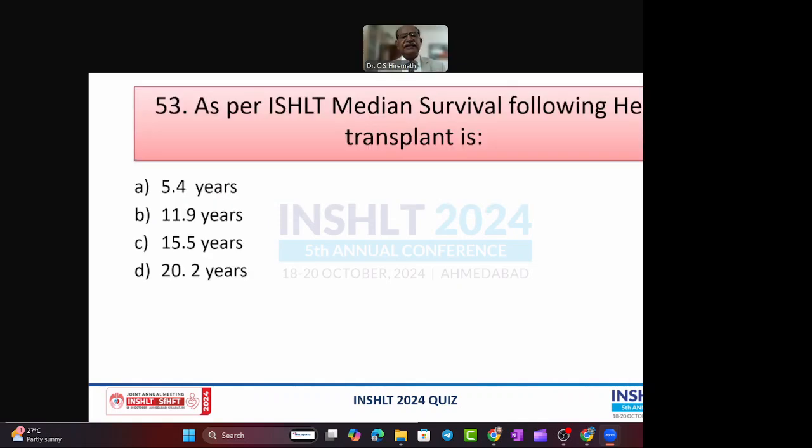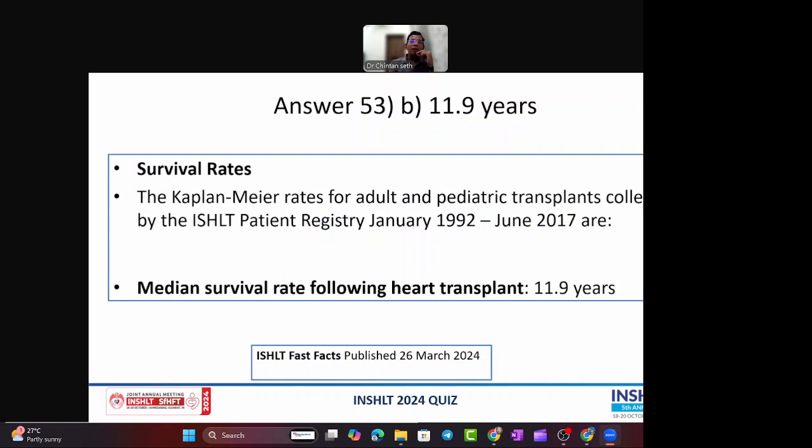As per ISHLT, median survival following heart transplant is, as Dr. Pradeep has mentioned, 11.9 years. This is the latest guideline published in 2024, ISHLT Fast Facts. Before that, it was considered 15 years. Median survival was 15 years, but now they are telling it's 11.9 years. But as Dr. Pradeep rightly pointed out, it's just median survival. So more than 50% of patients go up to 20, 25, anything more than 12 years also. So we should always see the positive side of it. Next slide, please.